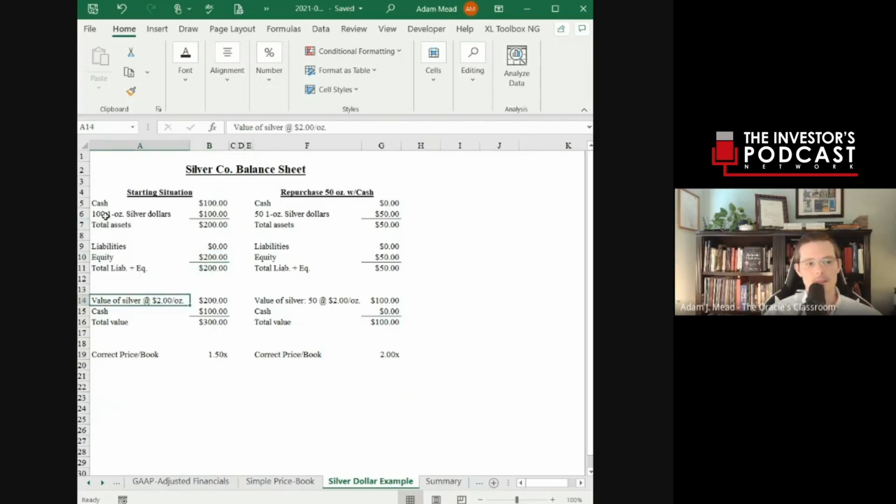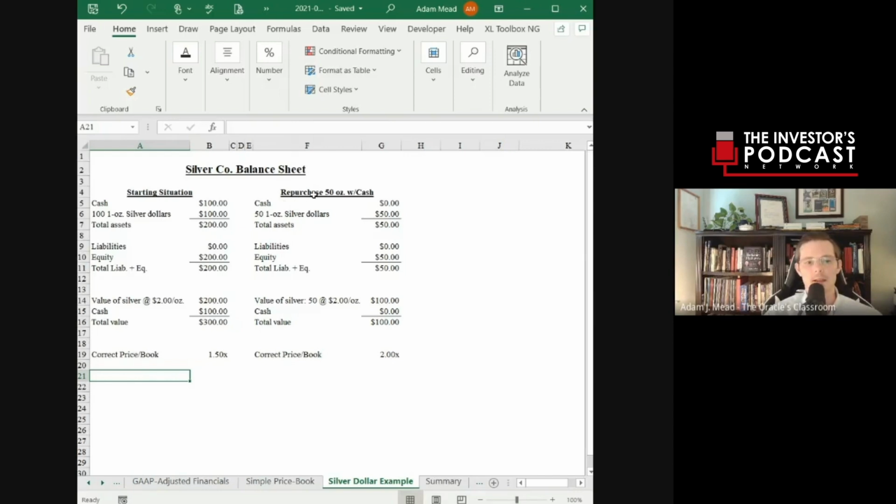So the silver in this case is analogous to the businesses on Berkshire Hathaway's books. They may be valued on a book value basis at, in this case, one, but the market value, the true value of these businesses, might be two. And so when you add up the sources of value, you get 300 versus the equity of 200. And so I'm saying that the correct value for this is 1.5 times book.